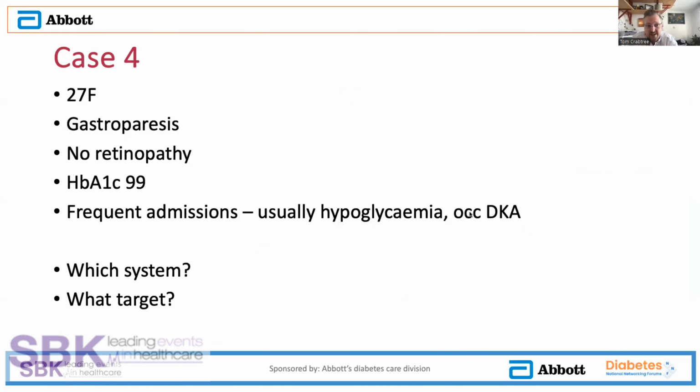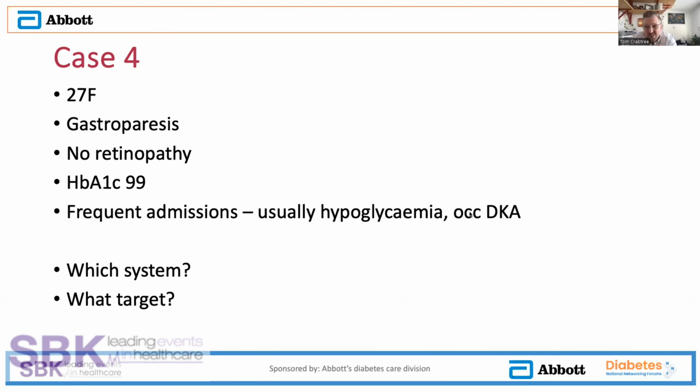And again, another gastroparesis case. I quite like gastroparesis. I've got a lot of gastroparesis patients. They tend to come to me these days. But this case, without retinopathy, but with a very similar HbA1c, but also frequent hospital admissions. So actually, normally with hypoglycemia, but occasionally with DKA if it's in the midst of a vomiting episode. And what system would you pick? And what target would you choose for someone like this?